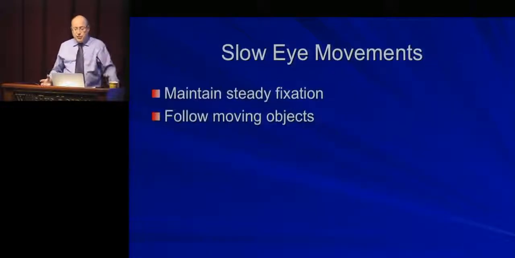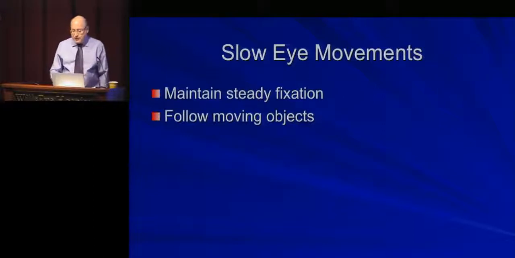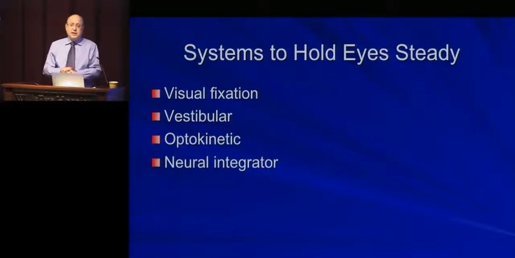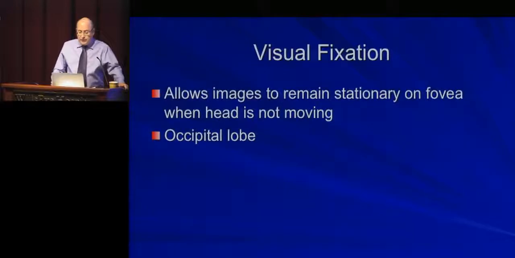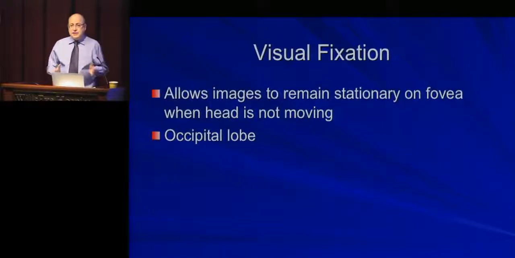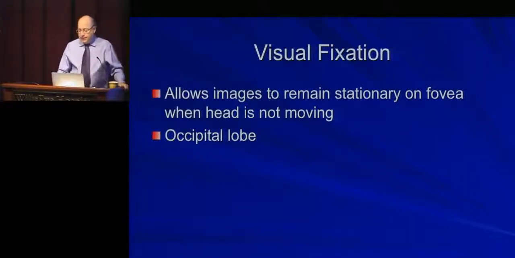So we have these slow eye movements, which are there to maintain steady fixation and follow moving objects. And these are the systems that we have to hold the eye steady: visual fixation, vestibular, optokinetic, and the neural integrator. So visual fixation allows us to keep looking at something and the eyes remain stationary when the head is not moving. So this is the simplest one. And it's from the occipital lobe. We look at something and we keep our focus on it that way.